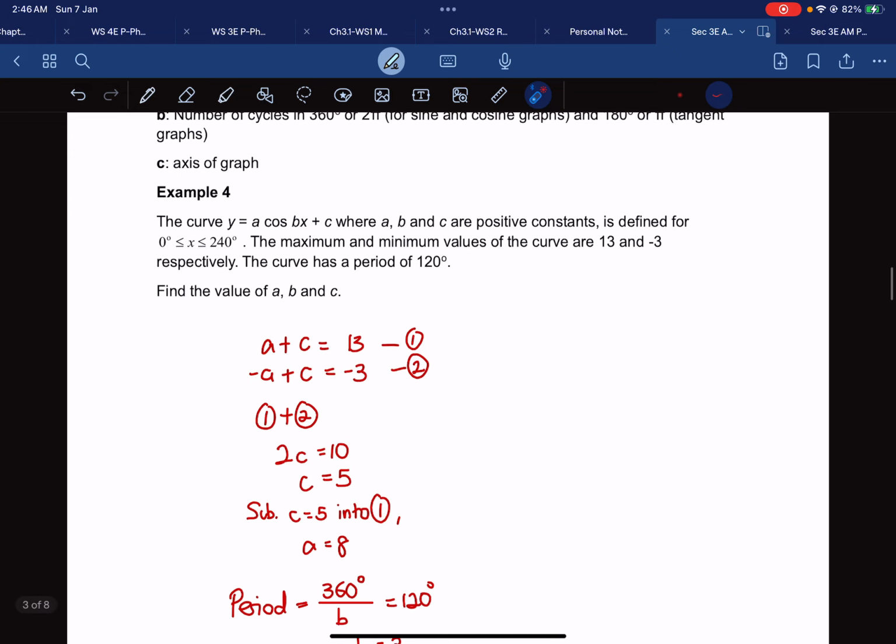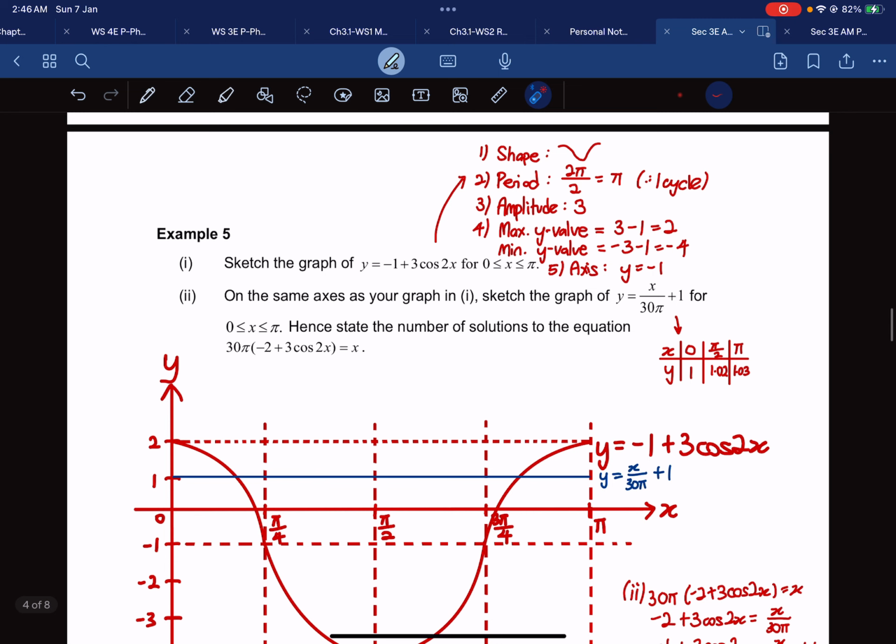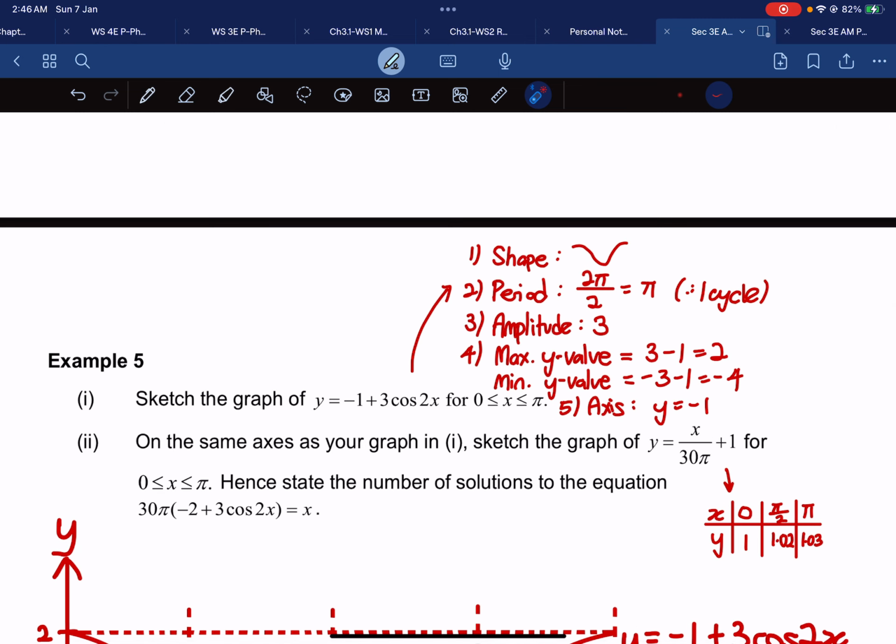Okay, so let's look into curve sketching. Let's say for example 5, I'm given this question here: how to sketch this graph. My first step is to identify the shape here. This is a cosine graph, so I know that a cosine graph looks like this. And if this is positive, then it stays like this. If it is a negative, 1 minus 3 cosine 2x, then I have to flip it, and this will look like this instead.